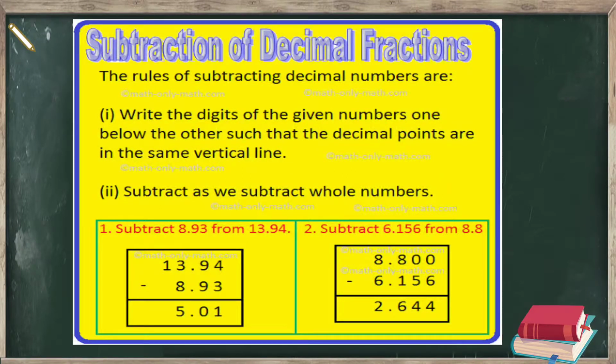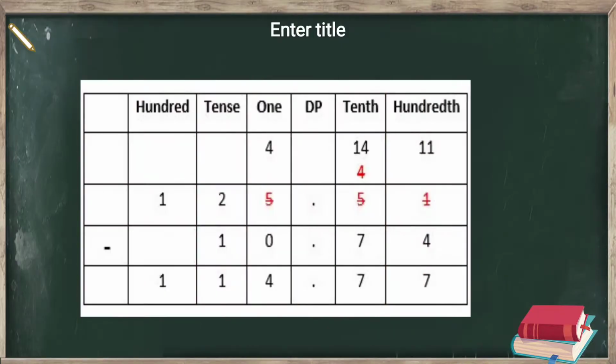Okay. Now moving ahead, as you can see, according to the place value we have arranged the digits: hundreds, tens, ones, decimal point, then tenths, then hundredths. Now at the ones place it is given 4, at the tenths place it is given 14. So 11, and we have to subtract. As you can see the places here, okay?